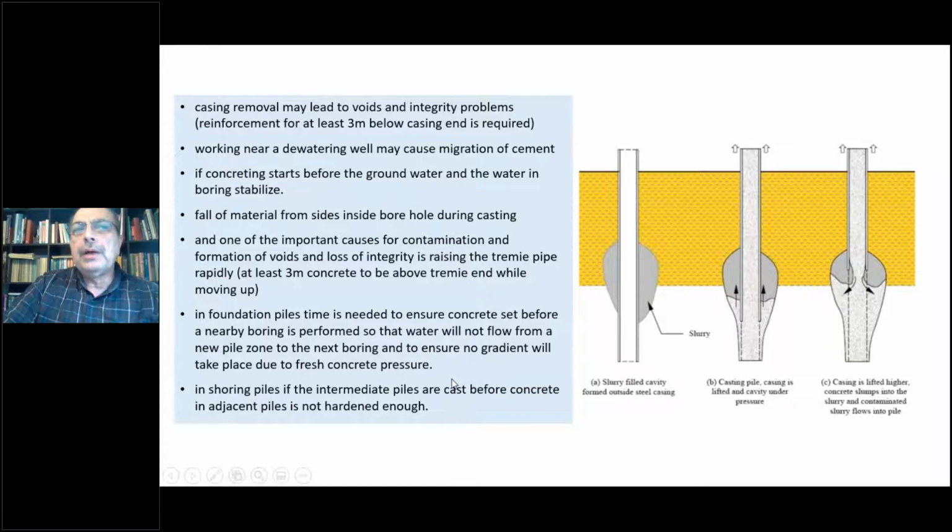In foundation piles, time is needed to ensure concrete set before a nearby boring is performed, so that water will not flow from a new pile zone to the next boring, and to ensure no gradient will take place due to fresh concrete pressure.